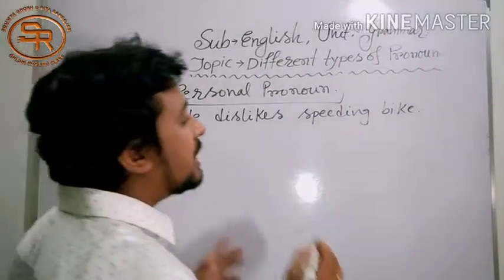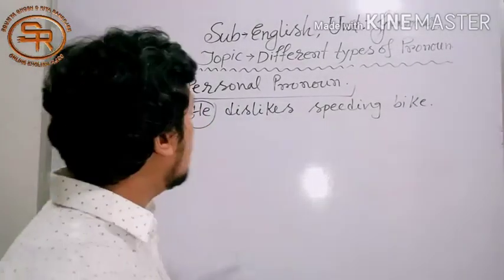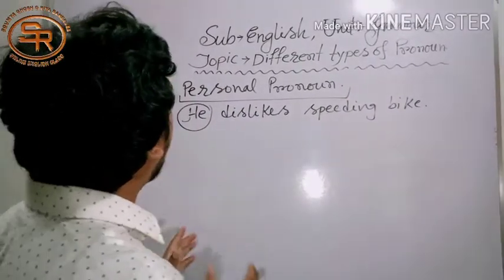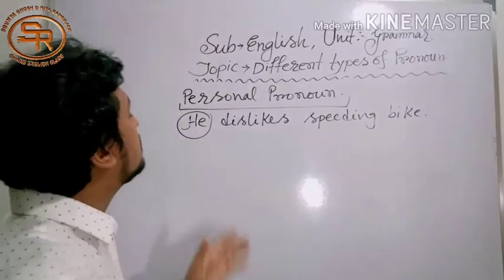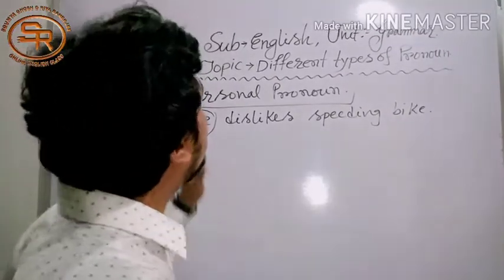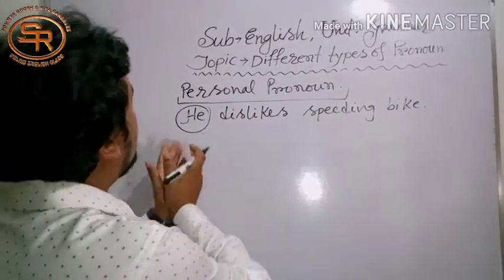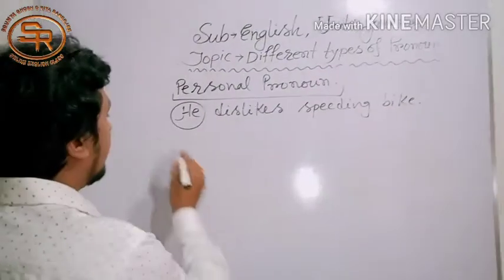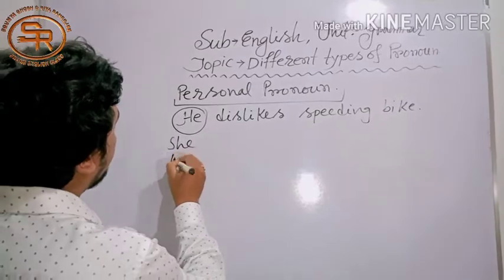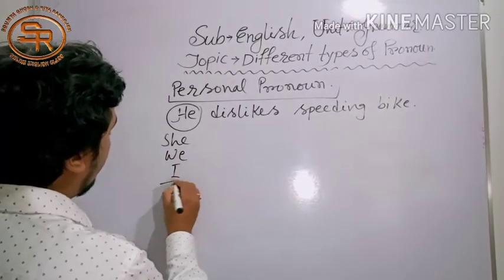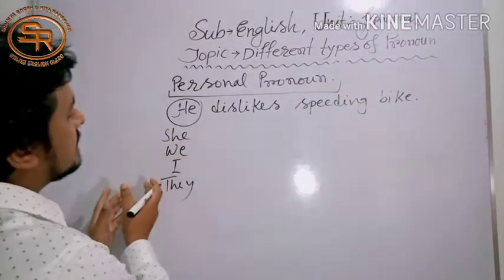Okay, so he dislikes speeding bike. So here, he is denoting a person. Remember that whenever the pronoun only describes a person, that is called the personal pronoun. Okay, and so we all know that which actually denotes the person, and we have some words like he, she, we, I, they. So you can form the same sentence by using these words.